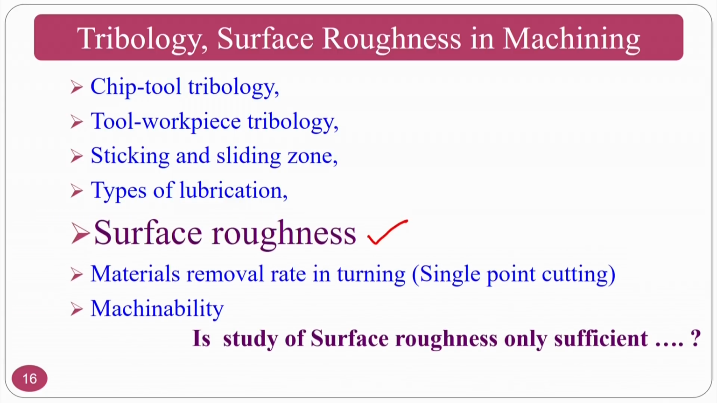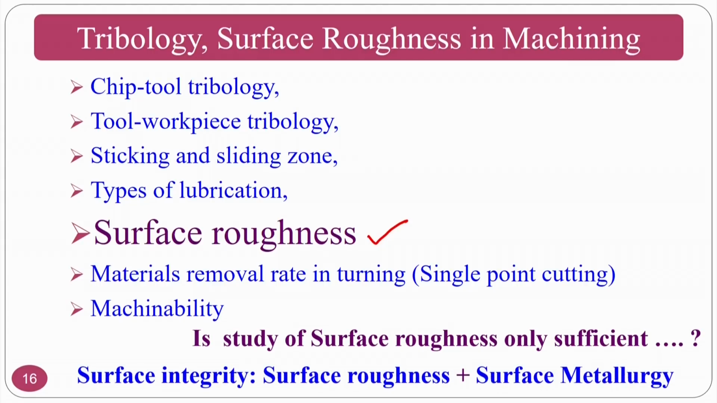Okay, if surface roughness is the only factor you look at in a product, probably not. You also need to look at many things, such as surface metallurgy. That's why nowadays concepts are coming with surface integrity. Surface integrity deals with surface roughness, that is nothing but the surface morphology, and at the same time surface metallurgy. Not only do you see the surface roughness, you also have to see the metallurgical aspects of the metal that is finished.